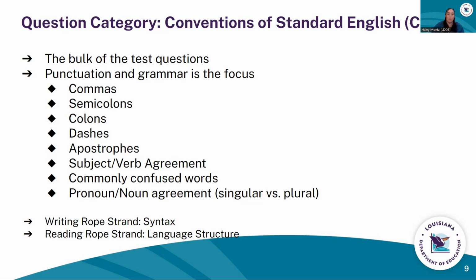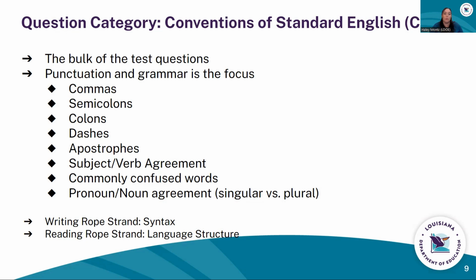Because as we've spoken about in previous webinars, letting students know their purpose and why they're learning something, especially when they get to these secondary grades, is key to helping it stick better. So the questions that fall under the CSE category, or Conventions of Standard English, make up 40 of the 75 questions. And this is where you're going to get the most bang for your buck in terms of the test.